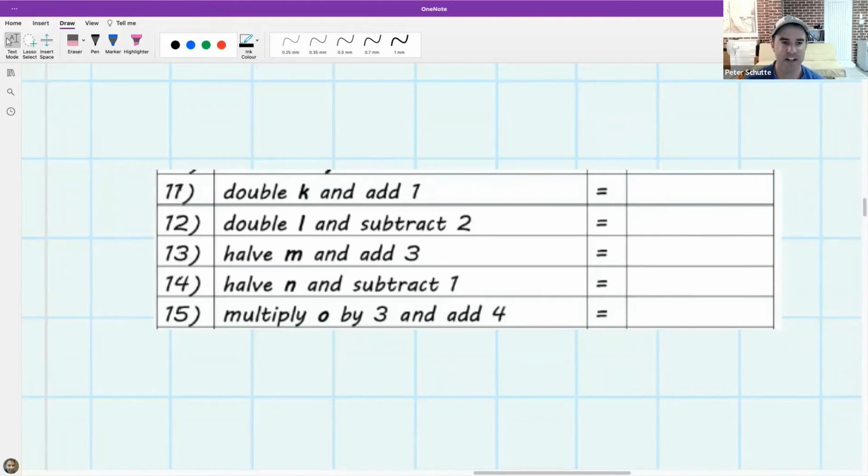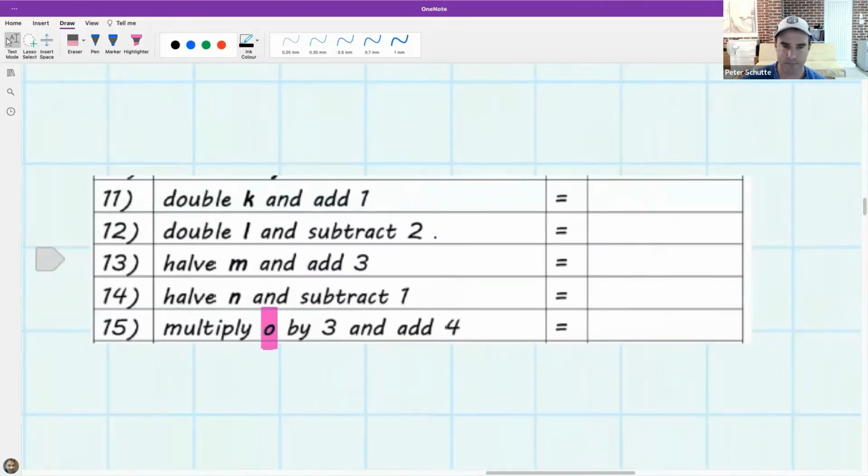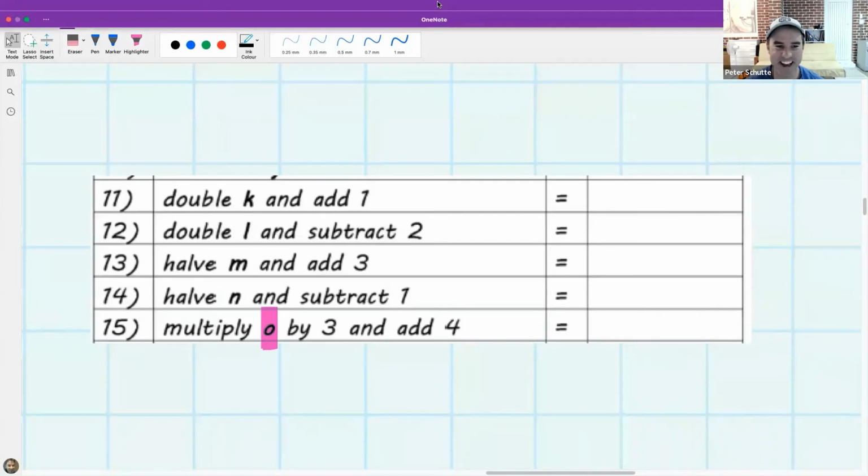So in 15, that's an O, that's the letter O, hey? Just to make sure it's not 0, it's O. That did trick me. I thought that was 0. Yeah, no, that's the letter O. You can see it's slanted.